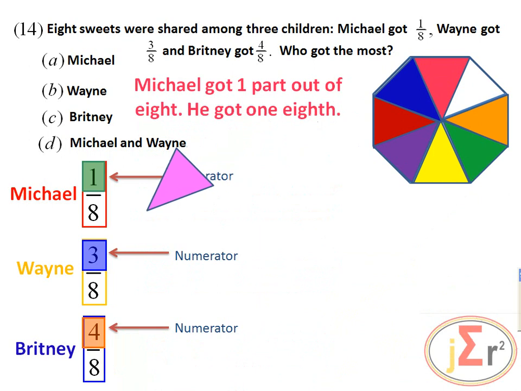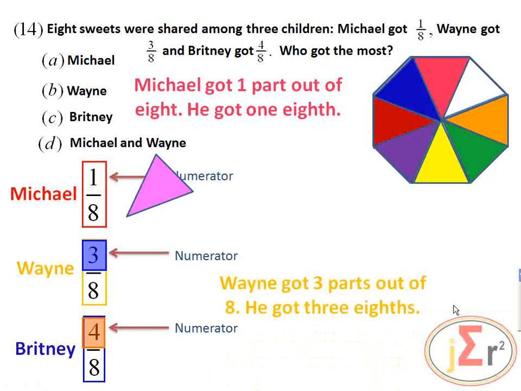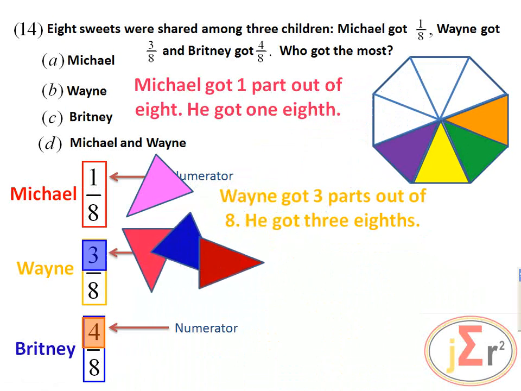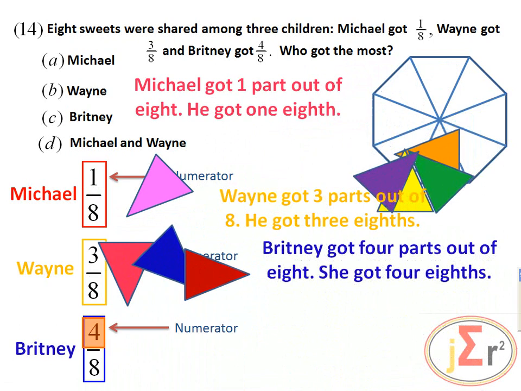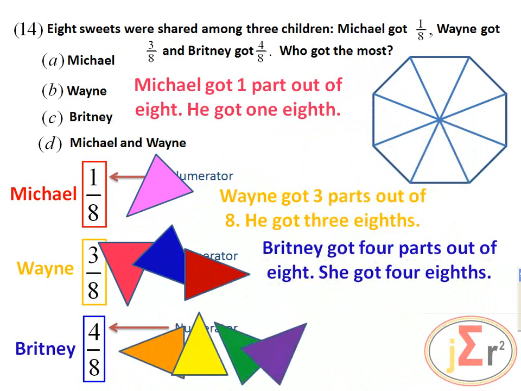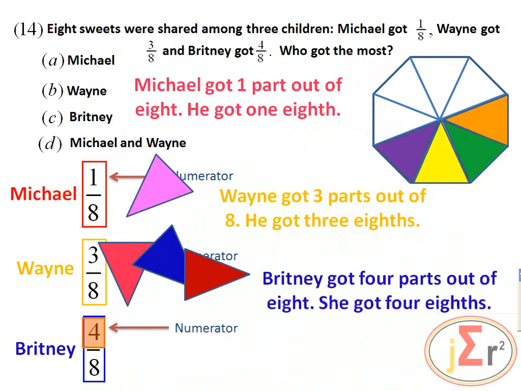Michael got 1 part out of 8. He got 1/8. Right, so Michael got 1 part out of 8. He got 1/8, just one of those 8s. So how many 8s do you imagine that Wayne will get? 3. Right, Wayne will get 3 of those 8s. So Wayne got 3 parts out of 8. He got 3/8. Brittany got 4 parts out of 8. She got 4/8, as we can see.